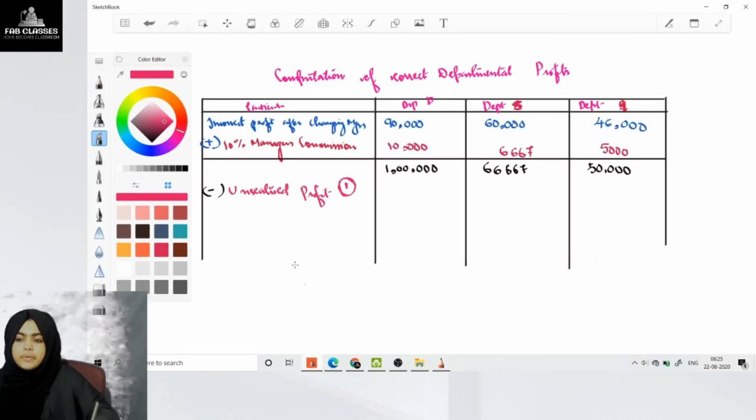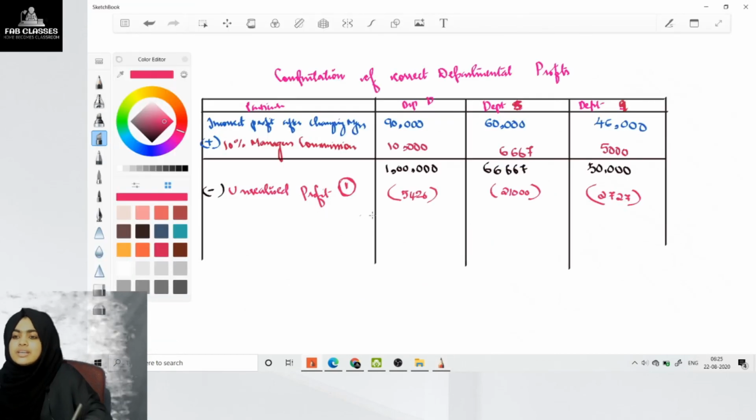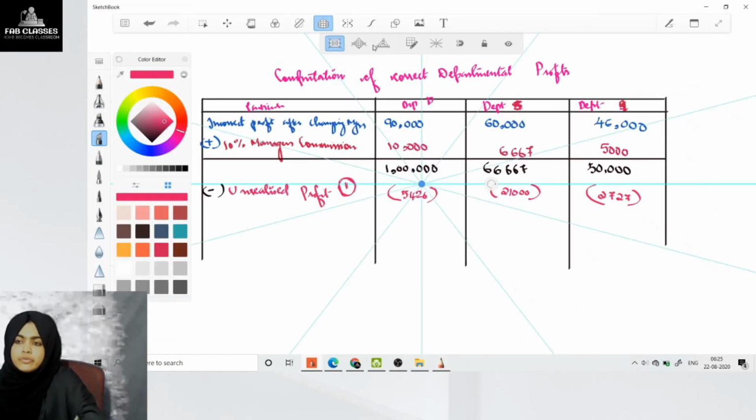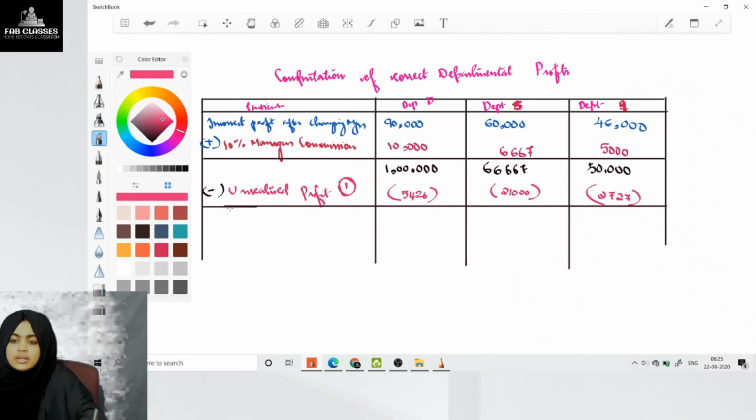So let's take it into the statement which we had already prepared. Unrealized profits in case of Department P was 5,426, 21,000, 2,727. So these were the values, I think. P, S, Q, yeah. These are the values. So we have got the unrealized profit, and now we subtract this unrealized profit from the net profit, and we get the profit before charging manager's commission.